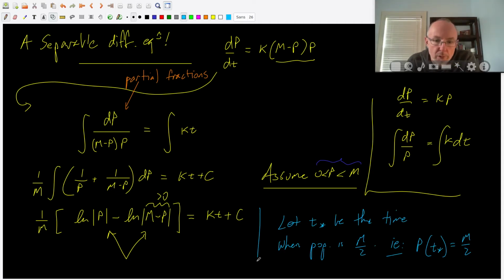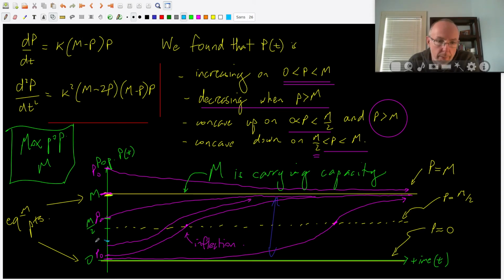I'm going to follow the book and introduce a time when the population is m/2. So I'm thinking about actually even stronger than this. I'm thinking of a population that starts below m/2. So going back to our picture, I'm thinking about a population that starts down here somewhere, right? There's our starting value, and then it increases for a while, and increases for all time, but it's concave up for a while, and then it becomes concave down. And that moment when the population hits m/2, that moment I'm going to call t star. T sub star is the time when the population has that value.